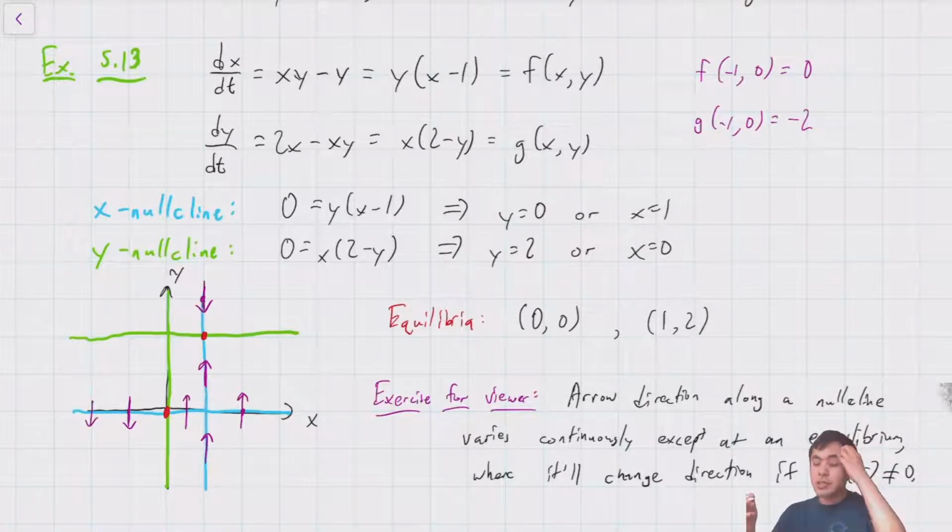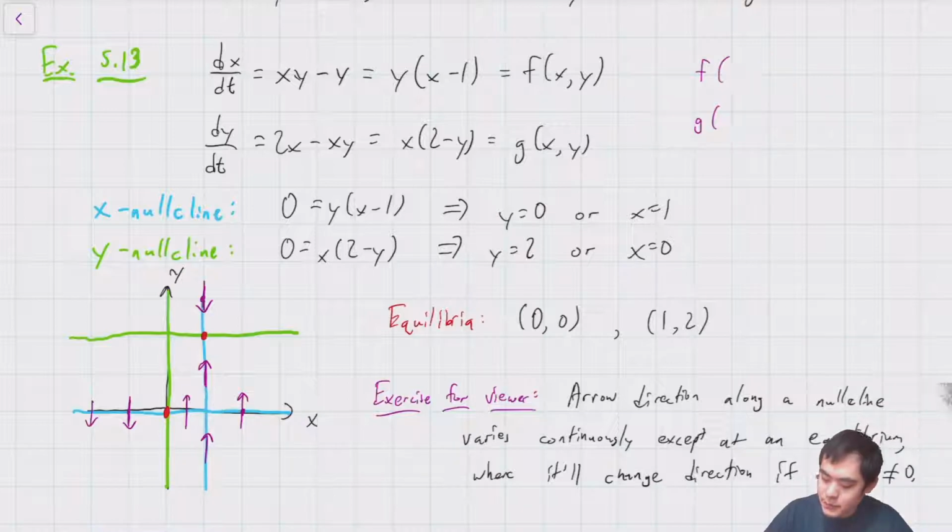And so as you see, as you're moving along one of your nullclines, it only changes arrow direction at the equilibria. And it won't always change direction on an equilibrium, but it sometimes will. Let's do the same thing along the y nullclines. Let's look at a couple different points.